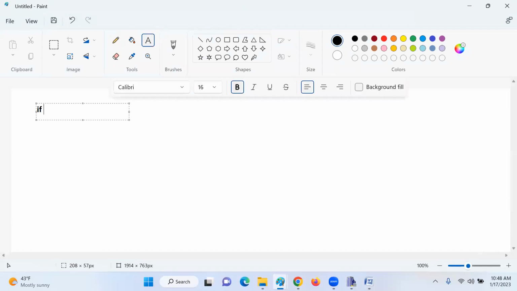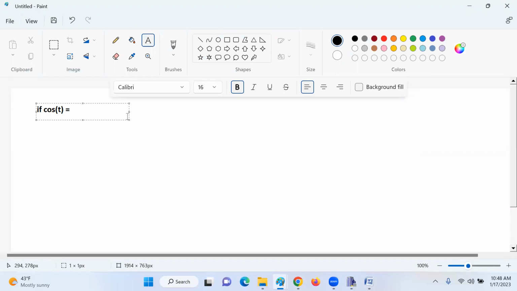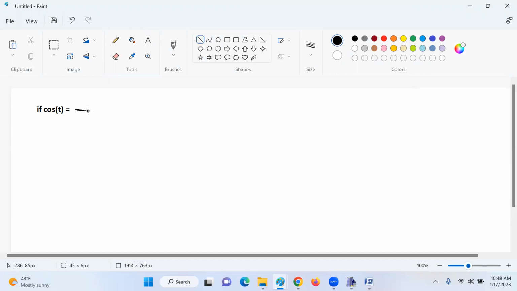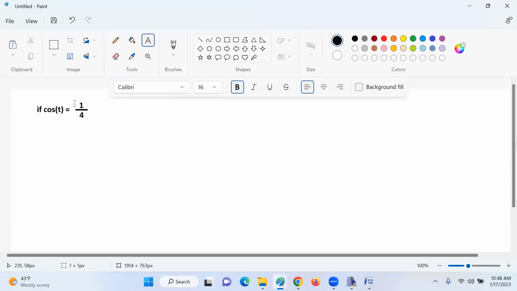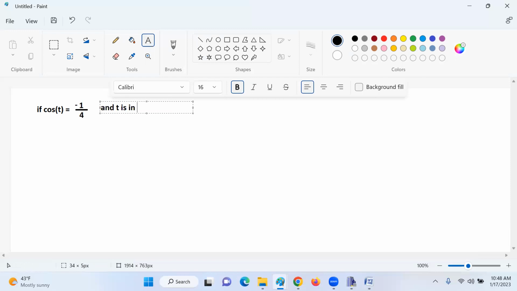So if the cosine of t is equal to negative 1 over 4, I'm not going to give you the whole values here, and t is in the third quadrant. Okay, third quadrant, quadrant 3. So find the other trigonometric functions. Specifically, I'm going to ask you to find the sine of t and the tangent of t.